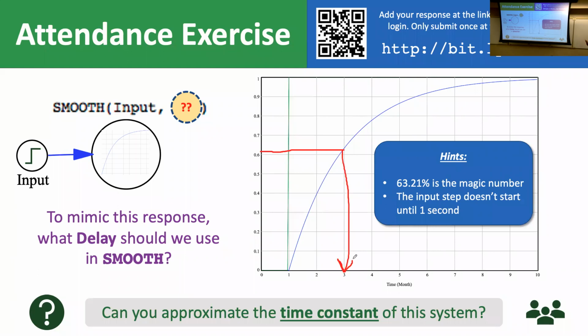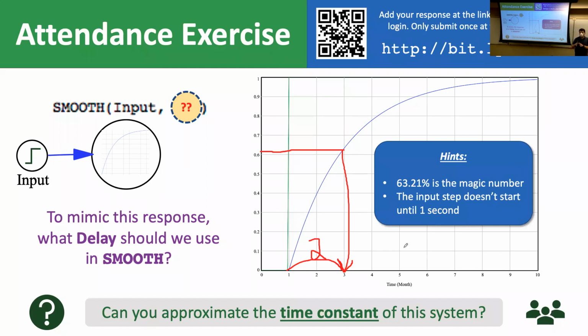Now, I'm tempted to say the time constant is 3 at this point, but I have to remember the step started at 1. And so the actual time constant of this system is 2. So it's the difference between 1 and 3. So if I showed you data like this, you now could go in and calibrate your model to match the time of this real system.